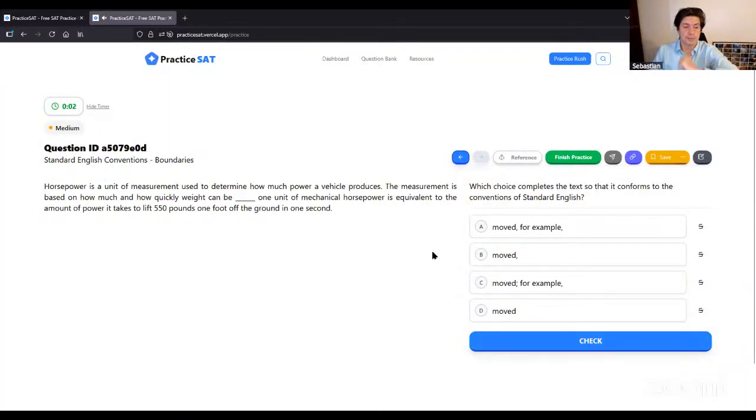Okay, great. Horsepower is a unit of measurement used to determine how much power a vehicle produces. This measurement is based on how much and how quickly weight can be blank. 1 unit for mechanical horsepower is equivalent to the amount of power it takes to lift 550 pounds 1 foot off the ground in 1 second. Then we have moved with just a comma, moved semicolon, for example, and moved.